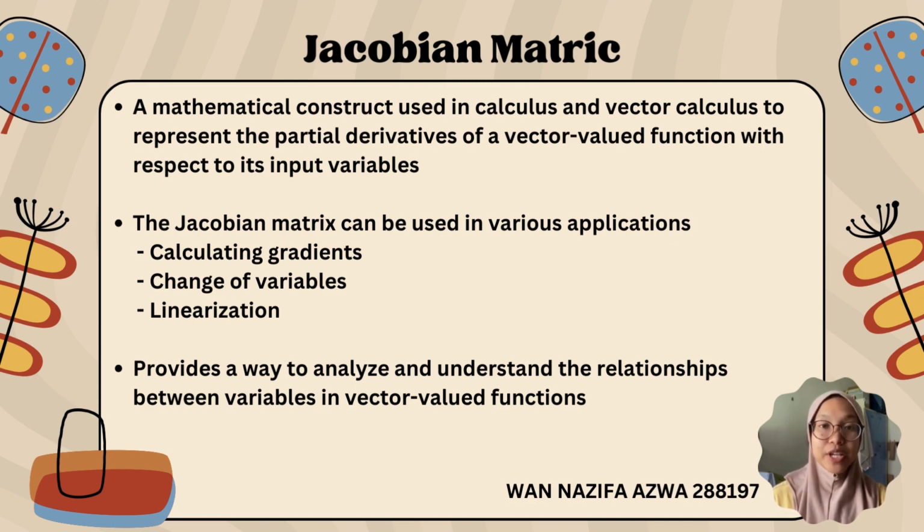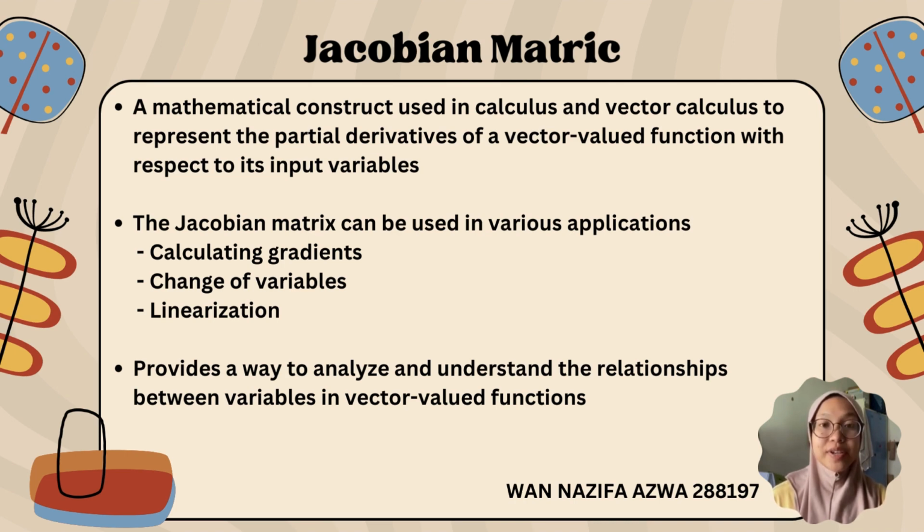The Jacobian matrix can be used in various applications, including calculating gradients. The transpose of the Jacobian matrix can be used to calculate the gradient of f, which provides the direction of steepest ascent in multivariable optimization problems. Secondly, change of variables. When performing a change of variables in multiple integration or coordinate transformations, the Jacobian matrix helps account for the stretching and rotation of the coordinate system.